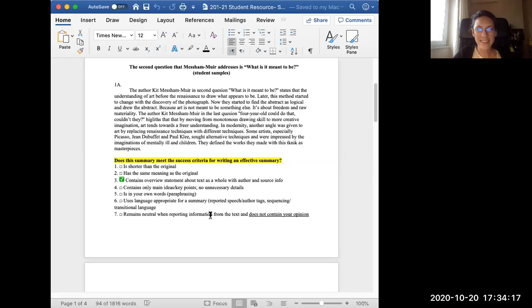Okay, Hudenur, you have the right to remain anonymous if you'd like, but I think it's okay. It is shorter than the original, the language is appropriate, formal. Okay, what about the meaning? Do you think she kept the meaning from the original? Would you understand from this summary what the original article is about?